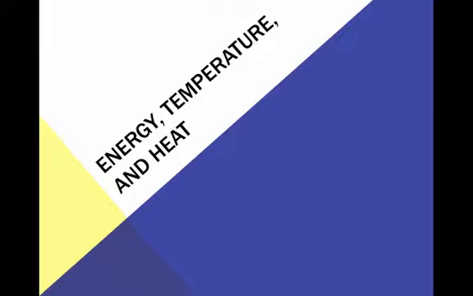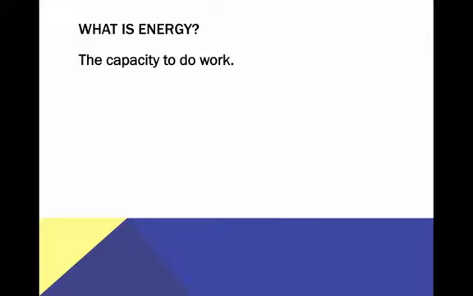And the second part of the Chapter 3 notes, we're going to look at the differences between temperature and heat and talk about a definition of energy and how we can use a formula to calculate energy changes. So energy is just the capacity to do work. There's a lot of forms of energy.